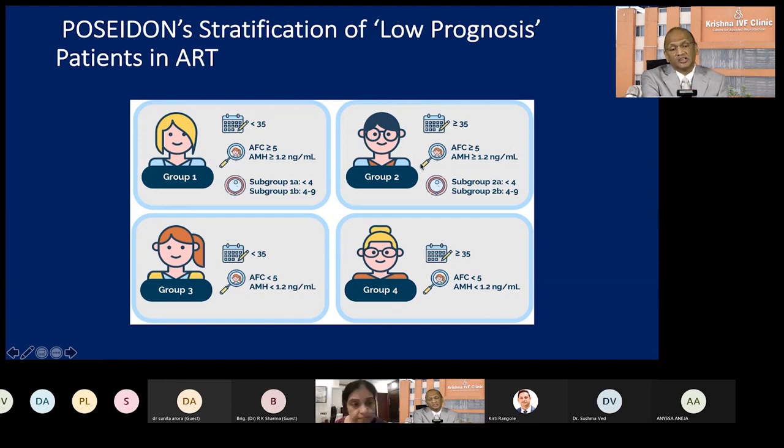So, the stimulation protocols for group 1 and group 2 are different, group 3 and group 4 are different, and what today we are speaking about is a group 1 patient or a group 2 patient, after we do a stimulation we did not get adequate X. That is what we are addressing today.